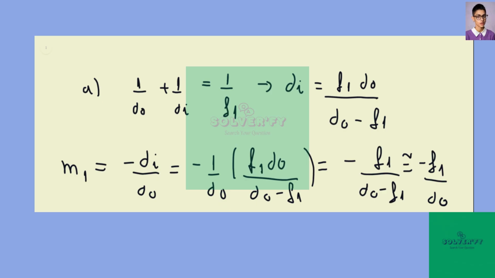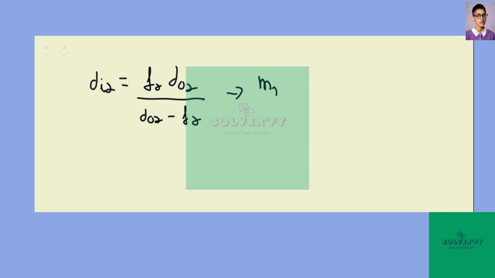We subtract the focal length from the separation distance to determine the object distance from the second lens. So we can calculate the second image distance and calculate the second image magnification and multiply the two to find the total magnification. So let's do this for the second one. This is di2 is f2 d02 divided by d02 minus f2. Again, we use this in the magnification too. This is minus di2 divided by d02. And again, this gives us minus f2 divided by d02 minus f2.